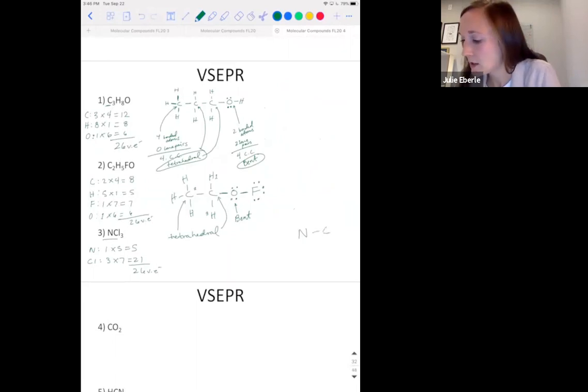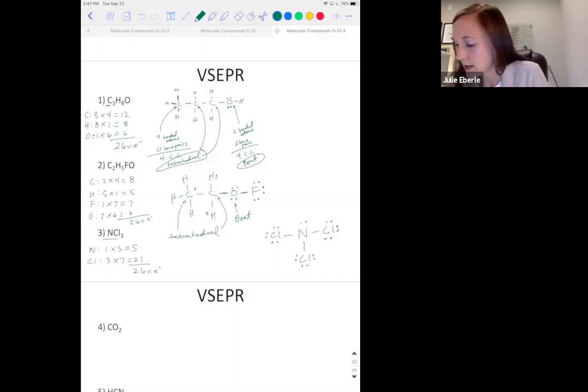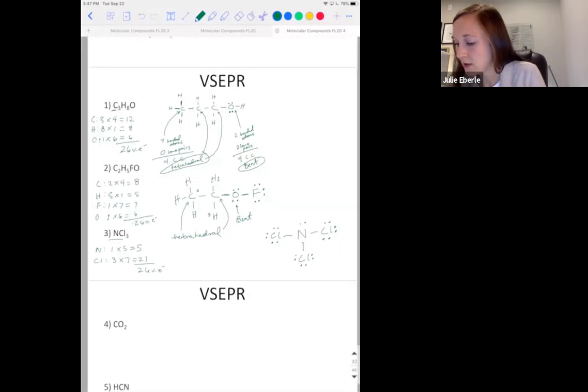So I'm going to attach, and in fact, we know nitrogen will form 3 bonds. And these chlorines form only 1 bond each. The rest are lone pairs. And then when everything is said and done, nitrogen still has a lone pair too. All right. Count up. Do we have 26? 2, 4, 6, 8, 10, 12, 14, 16, 18, 20, 22, 24, 26. I counted 26.